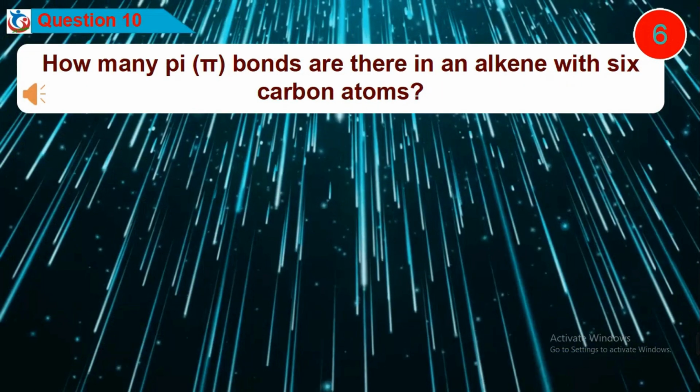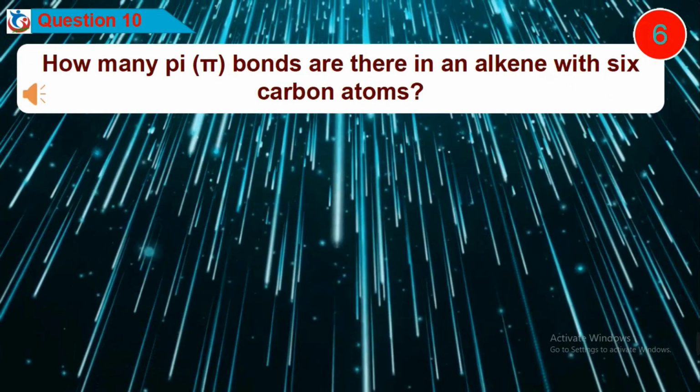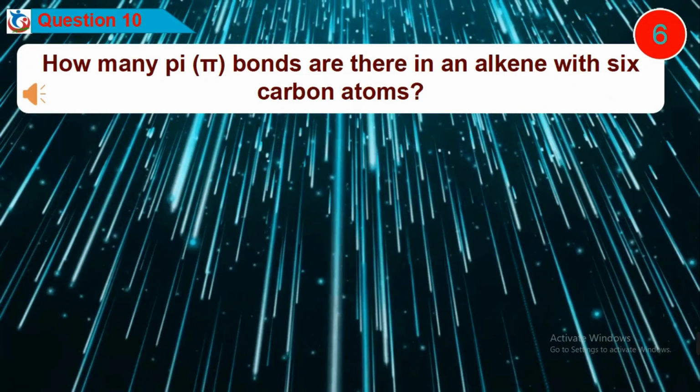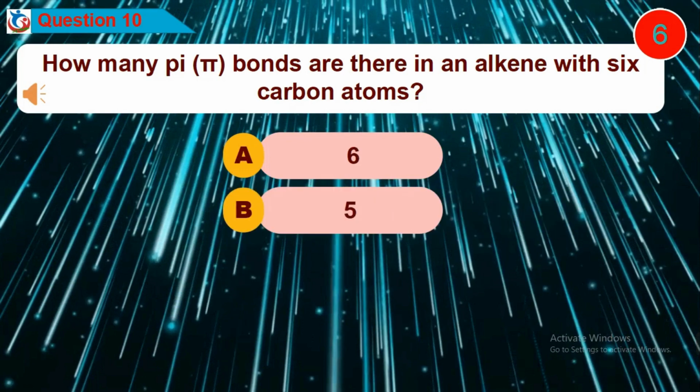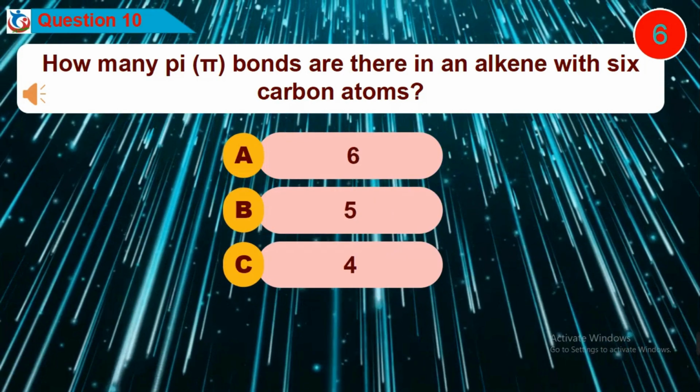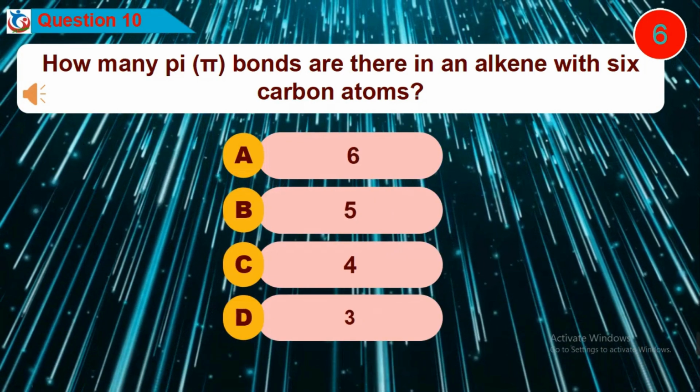Question 10. How many pi bonds are there in an alkene with 6 carbon atoms? Is it option A, B, C, or D?